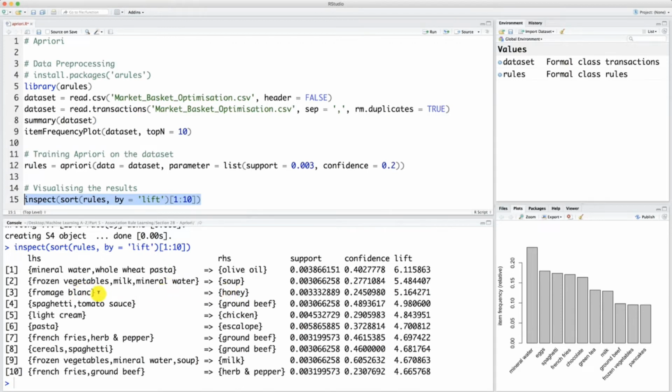And the direction counts here, because if we buy fromage blanc, then we want to buy honey, because honey goes very well onto fromage blanc. But if we buy honey, we don't necessarily want to buy fromage blanc, because we don't want fromage blanc in our honey. Rather, we want honey on our fromage blanc and not fromage blanc on our honey. All right. And then what do we have?